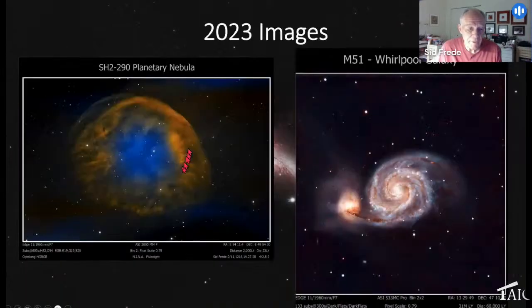This is a planetary nebula I shot that I really enjoyed. It's almost 25 hours of data, I think, on this one. It was fairly faint and fairly small, but I was really happy with the way the colors came out and some of the detail that I could get.